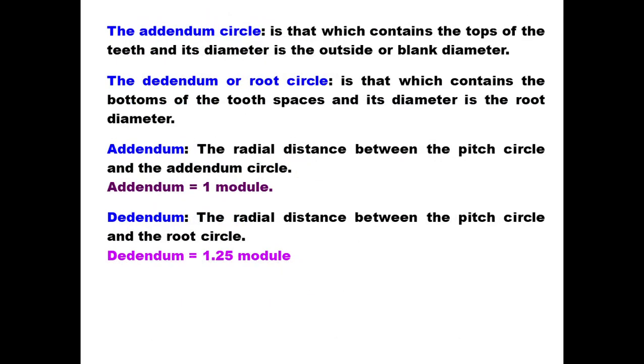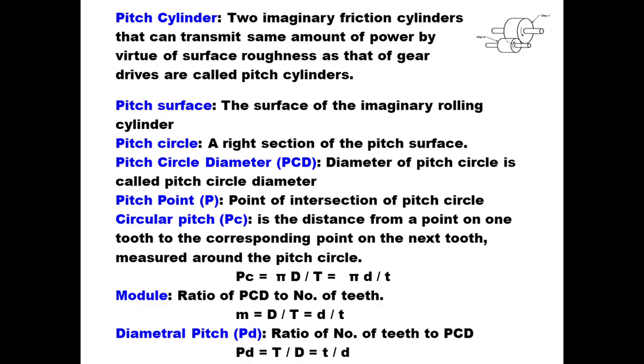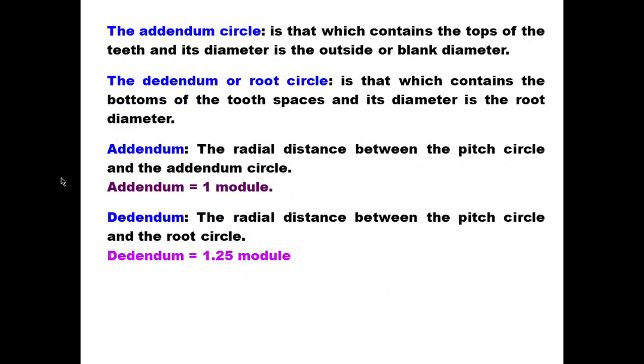The radial distance between the pitch circle and the addendum circle, addendum, is equal to 1 module. We have already covered what the module is. Module is the ratio of PCD to number of teeth. Now the radial distance between the pitch circle and the root circle, that is dedendum. Dedendum is equal to 1.25 times the module, while addendum is equal to 1 module.